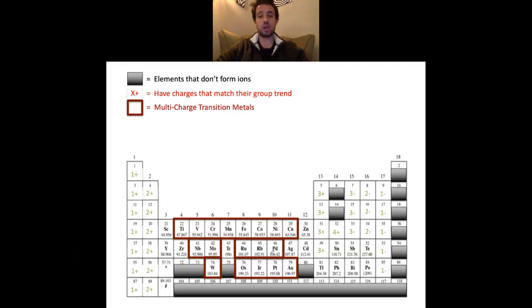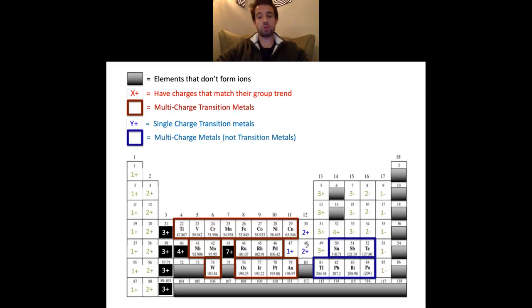Anytime you see one of these guys, you're going to want to look on the back of your periodic table. Here are a bunch of transition metals with a single charge. So all these 3 pluses here, the 4 plus, the 7 plus, the 1 plus, and the 2 plus over here. And then lastly, we have these guys over here, which are multi-charge metals that are not transition metals.